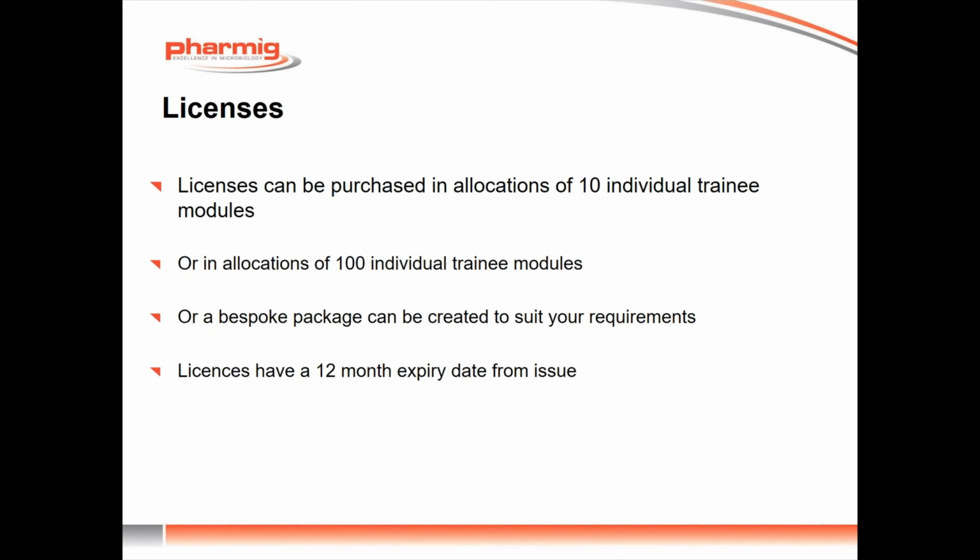In terms of licenses, these can be purchased in either allocations of 10 or 100 individual trainee modules, and they have a 12-month expiry from issue. In addition, there's the option to create bespoke packages to suit your requirements, and that information can be provided directly from Pharmig, as we'll have a look at in a moment. The site administrator's dashboard will outline how many licenses have been allocated and how many remain, with the reminder sent when nearing full completion.